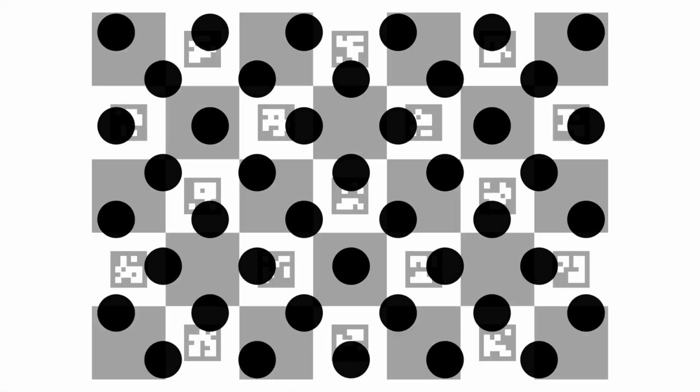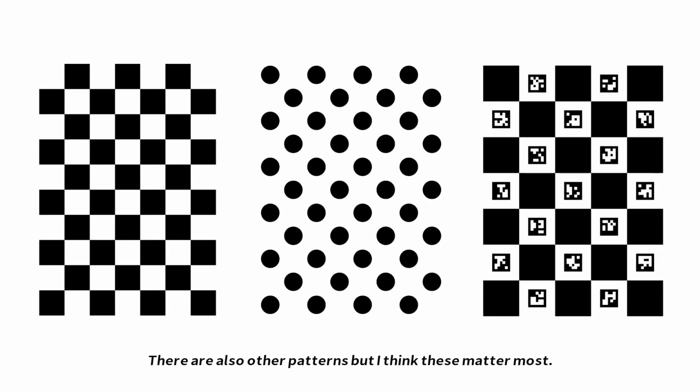OpenCV supports different types of calibration targets. For example, the chessboard pattern, patterns with circles, and Charuco patterns. And we'll talk about some benefits and drawbacks of those different patterns over the course of this video.